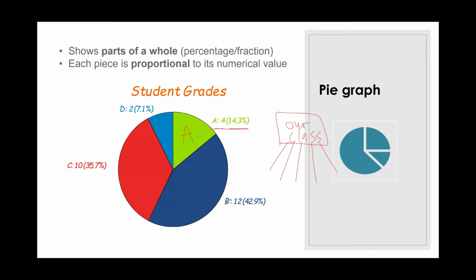Then if we had a B, 12 students got a B, that's 42.9%. That's a lot bigger, right? Again, our portion is a lot bigger. Then C, 10 students scored a C, and that was 35%. And then 2 students scored a D, which is about 7%. So I can tell that our class is equal to 4 plus 12 plus 10 plus 2. So that means we have 12 plus 12 is 24 plus 4. So this means 28 students are in this class.